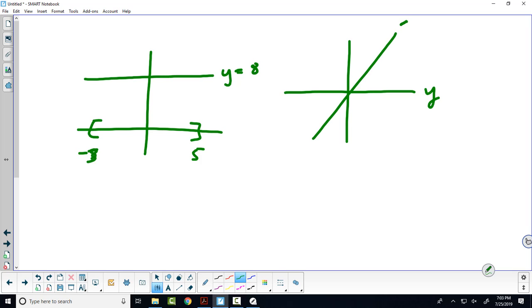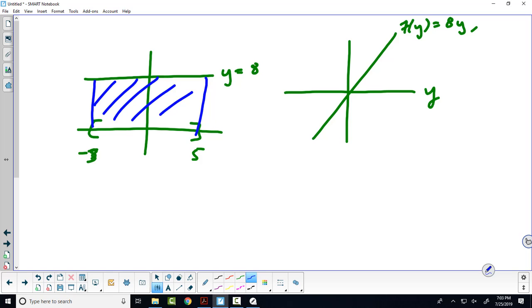This is the curve f of y equals 8y. Okay, that's the antiderivative, right? Now, what this is saying is that rather than computing area, which is a what type of problem? It's a two-dimensional problem, this is Calc 3 right here. Rather than computing area, which is a two-dimensional problem, we go ahead and plug into the function.